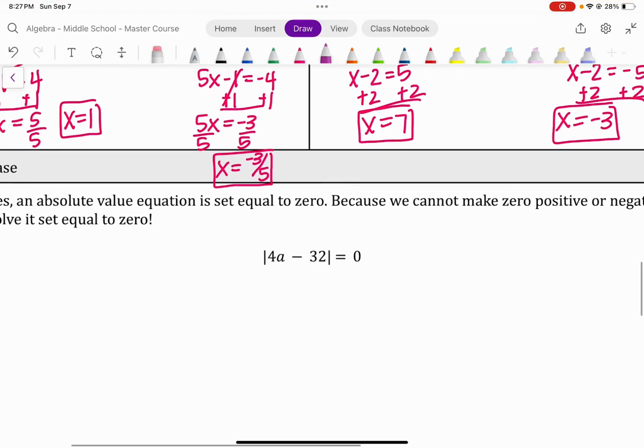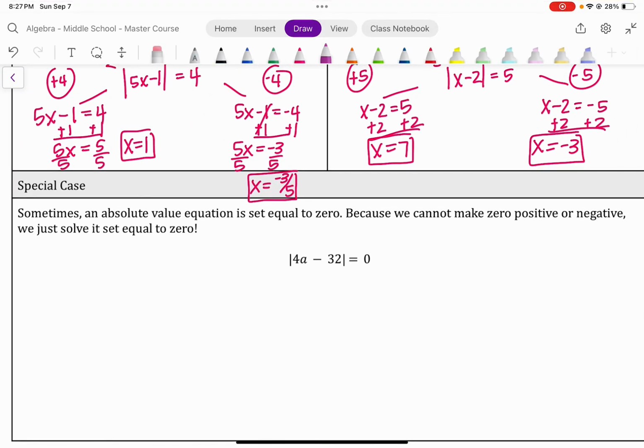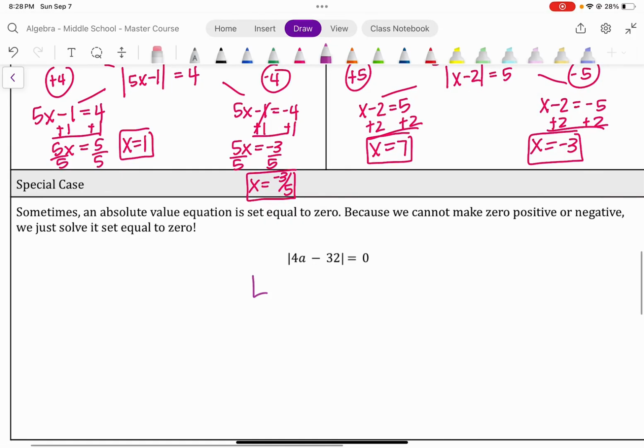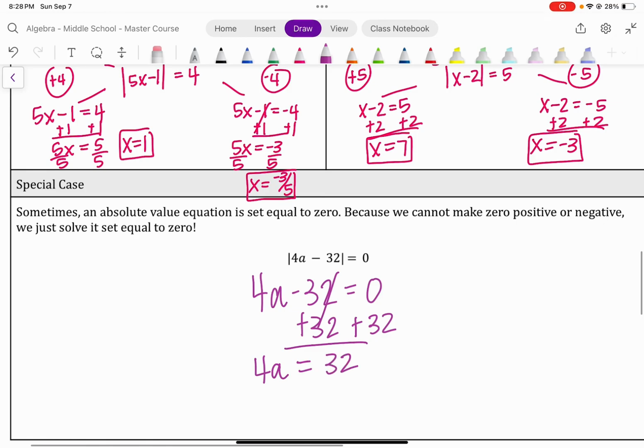We'll finish with our last one. So this is kind of a special case. Sometimes an absolute value equation is set equal to 0 because we cannot make 0 positive or negative. We just solve it set equal to 0. So 4a minus 32 equals 0. This is just like solving a two-step equation. 4a equals 32. Divide by 4, divide by 4. A is 8. So if you plug the 8 back in or substitute it in for a, 4 times 8 is 32. 32 minus 32 is 0, and the absolute value is 0.